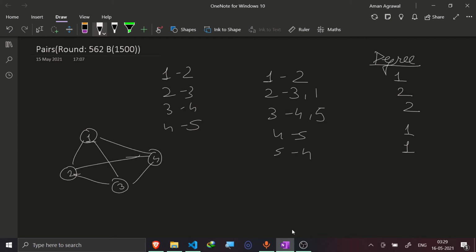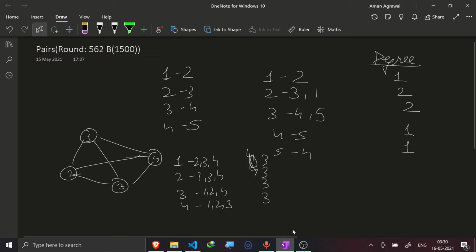Okay, so here the adjacency list would be somewhat like this: 1: 2, 3, 4; 2: 1, 3, 4; 3: 1, 2, 4; 4: 1, 2, 3. Now the degree of all of them is 3. So the highest of all of them is 3 only. Suppose I choose 1. So I would delete all the edges corresponding to 1. Okay, this would be deleted.